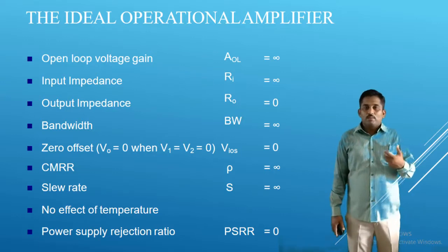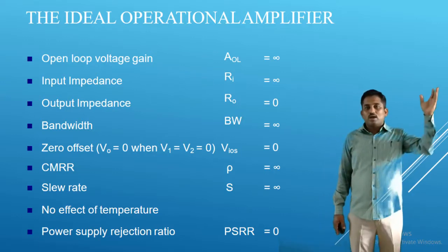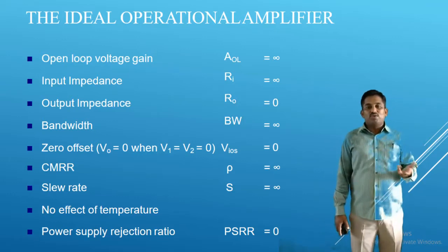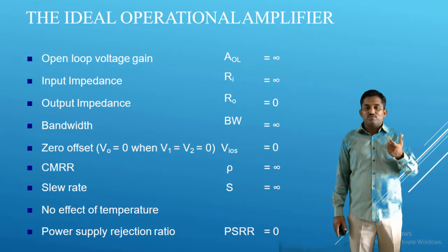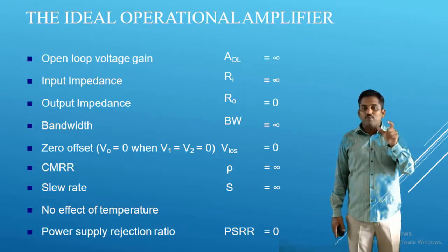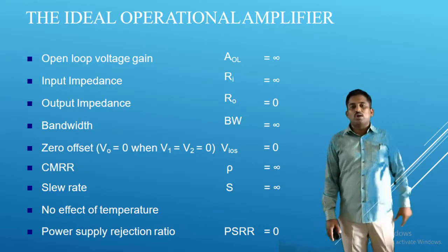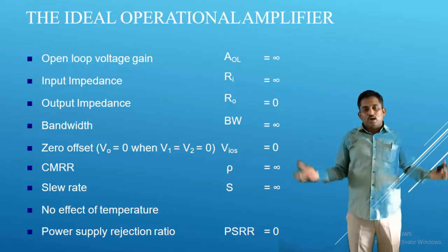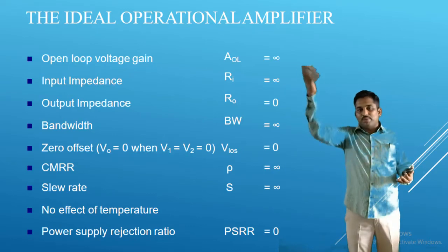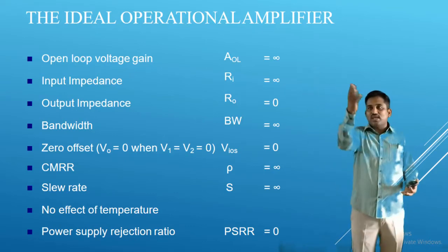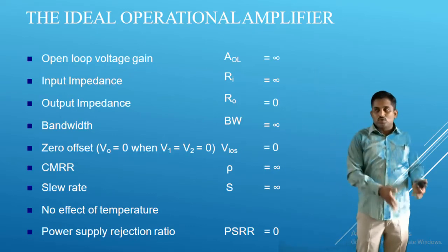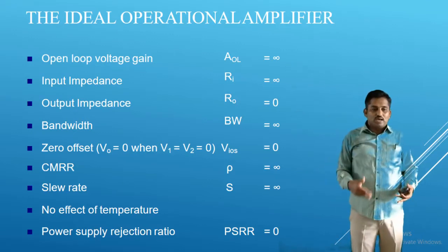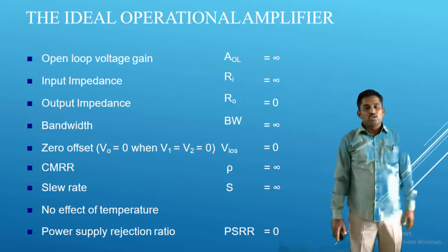Now coming to the bandwidth. The gain of the op-amp will be equal to infinity. So the bandwidth, which is nothing but the range of the frequency over which the op-amp works properly, is called bandwidth. Op-amp gain will depend upon the frequency. If the gain is infinity from f equal to 0 to f equal to infinity, then we consider the bandwidth to also be equal to infinity.